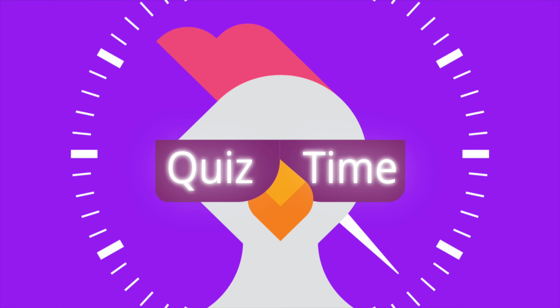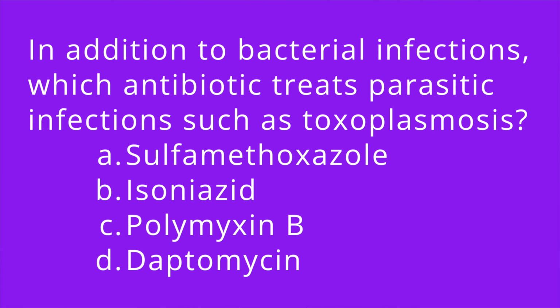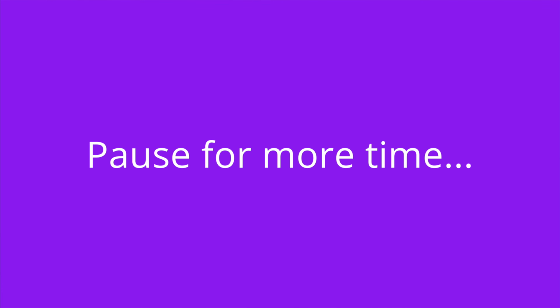All right, it's quiz time, and I have 3 multiple choice questions for you. Question number 1. In addition to bacterial infections, which antibiotic treats parasitic infections such as toxoplasmosis? A. Sulfamethoxazole. B. Isoniazid. C. Polymyxin B. Or D. Daptomycin. The answer is A. Sulfamethoxazole, which is given with trimethoprim.